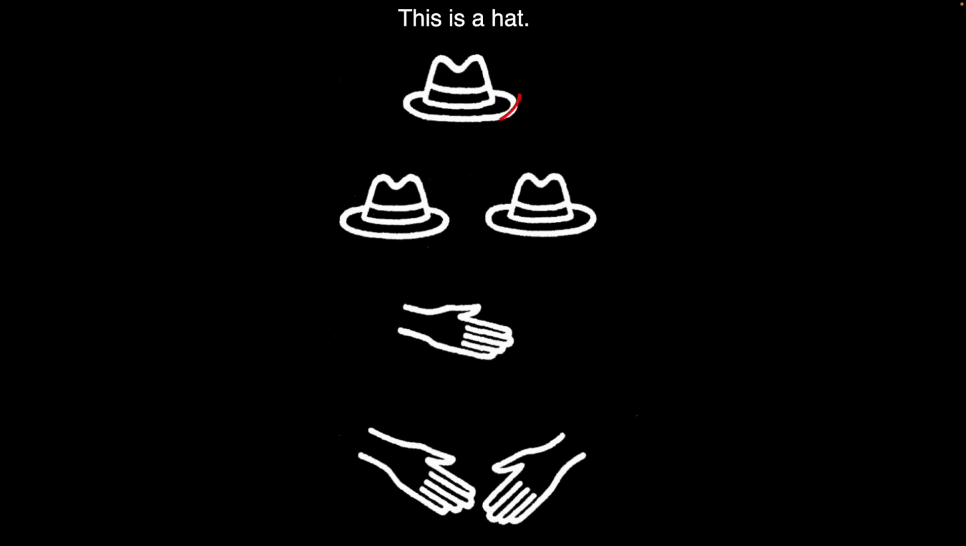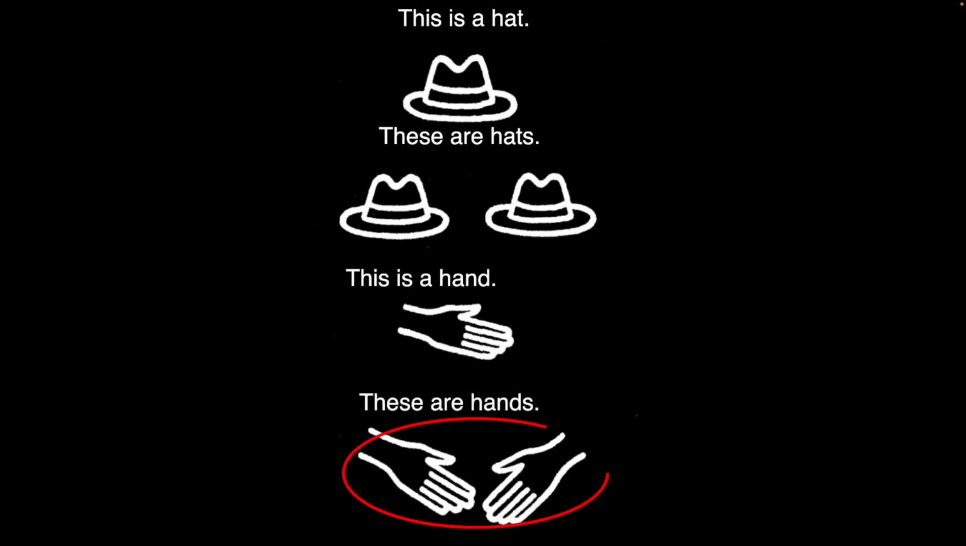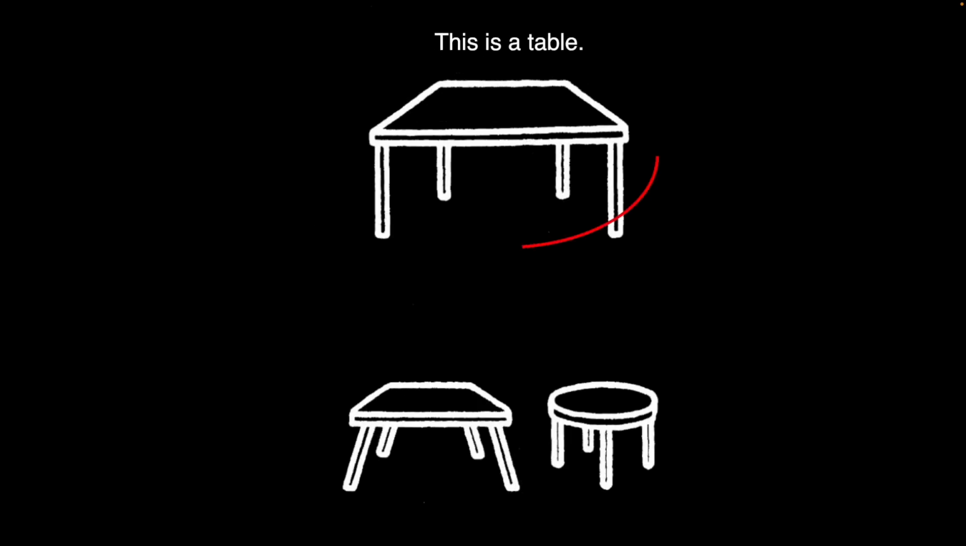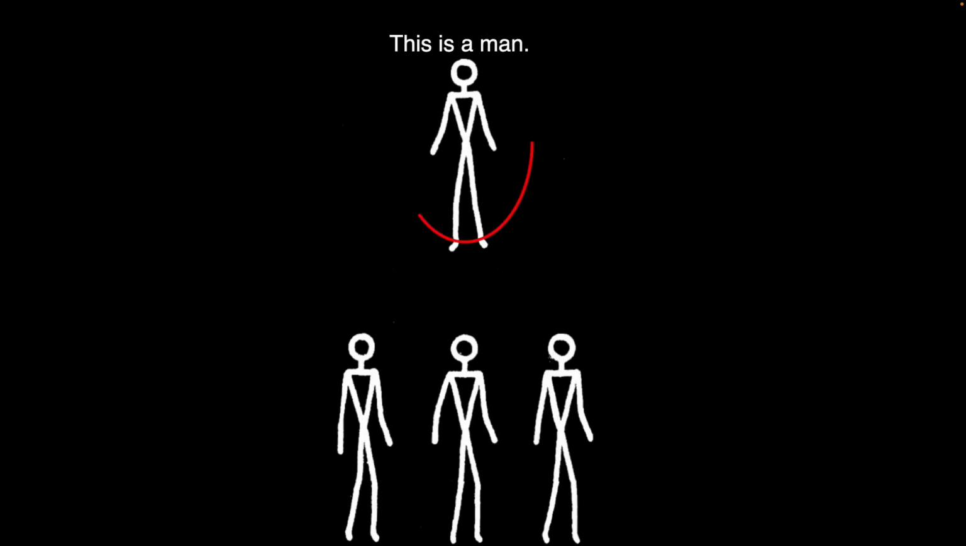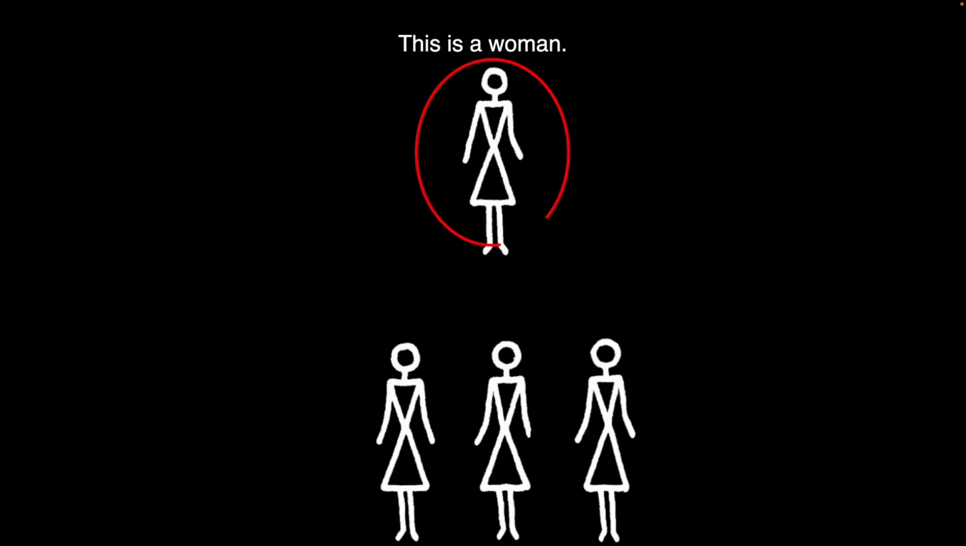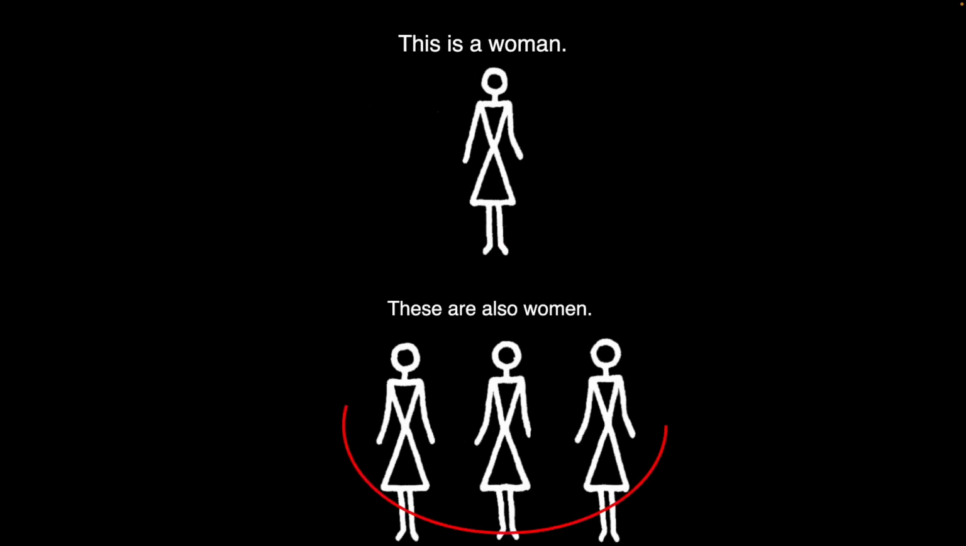This is a hat. These are hats. This is a hand. These are hands. This is a table. These are also tables. This is a man. These are also men. This is a woman. These are also women.